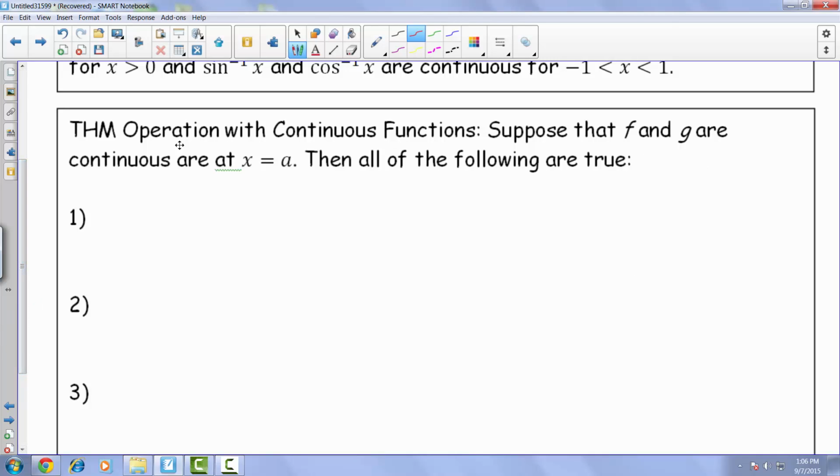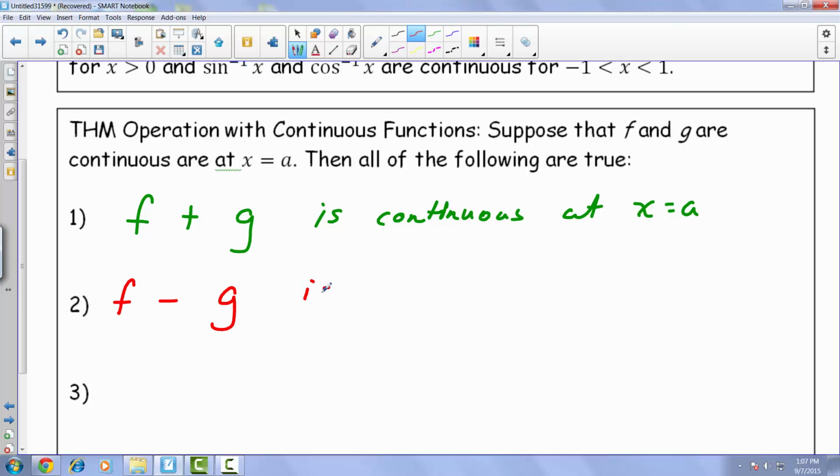Now suppose that f and g are continuous at a specific value a. Then the following have to be true. The first one, we have f plus g. In other words, if you have some function f and you add another function g, if they are both continuous individually, f plus g is then going to be continuous specifically at that a value. This likewise works for subtraction. If you subtract the two functions, it will also be continuous at, again, that specific a value.